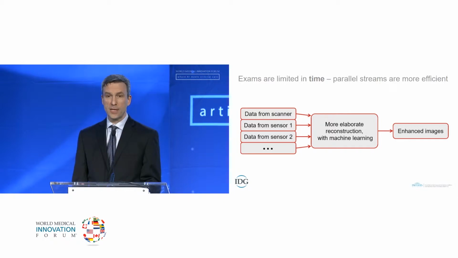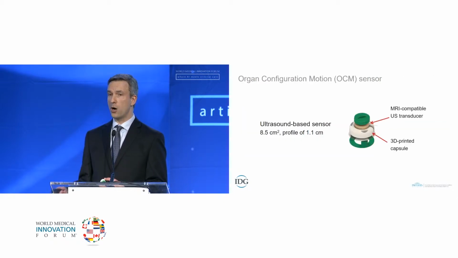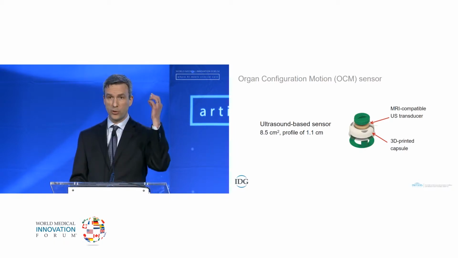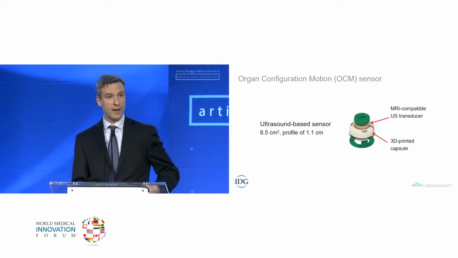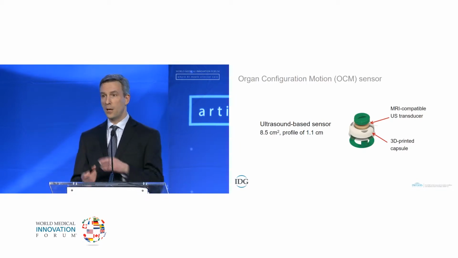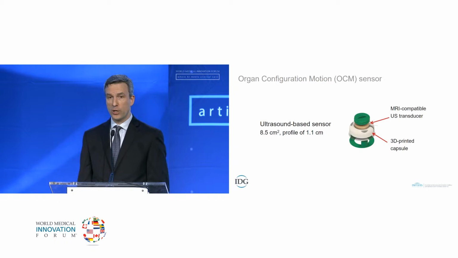The most successful sensor we've developed so far is ultrasound-based. It has at its heart an MR-compatible ultrasound transducer enclosed in a 3D printed capsule, which occupies a patch of skin about 9 square centimeters in size, and its height or profile is about 1 centimeter. We named it an organ configuration motion sensor, so OCM.